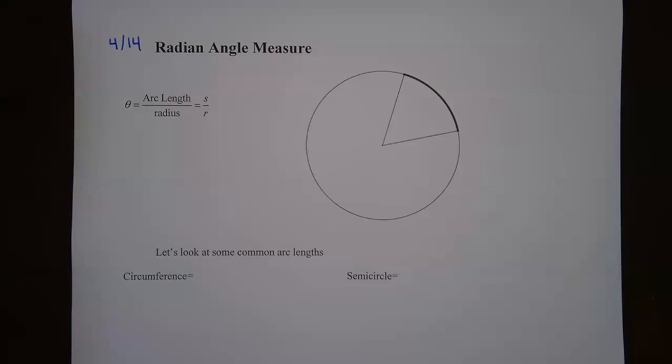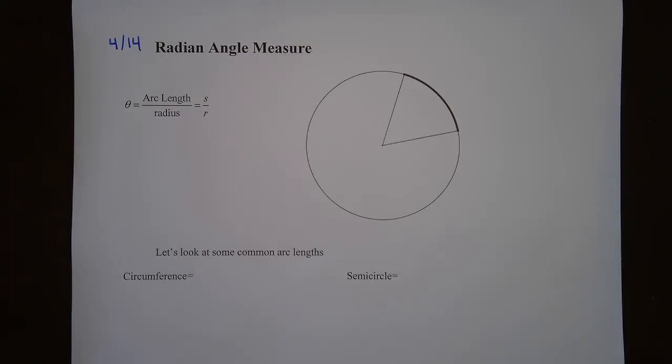Hi guys, today is April 14th and we're going to learn about radian angle measurement today. Radian angle measurement is a different way of measuring, like we do with length. We can measure in meters, feet, inches, or yards. There are different ways we can measure length with different units.